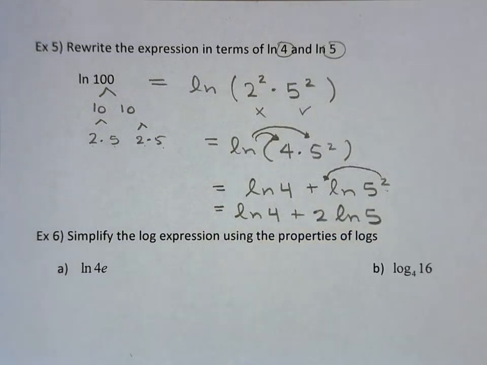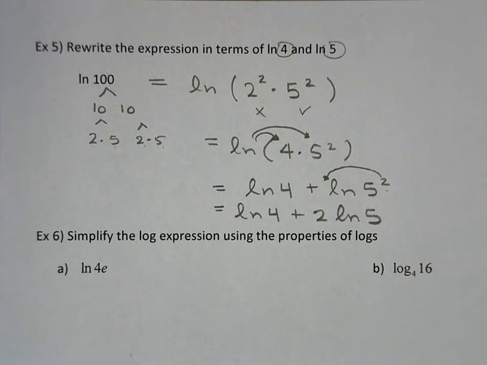And that's all they were asking us to do. Rewrite the 100 into values of 4 and 5 and expand it using our properties, and that's what we got. Okay, so again, just use products, quotients, and exponents.